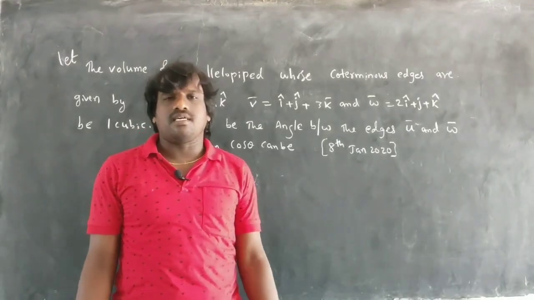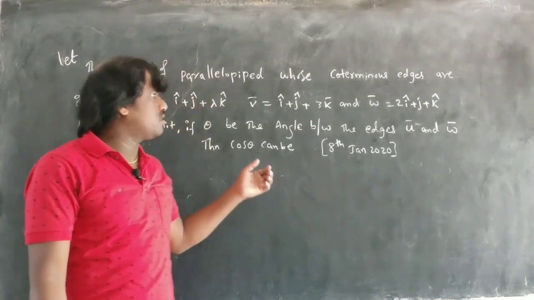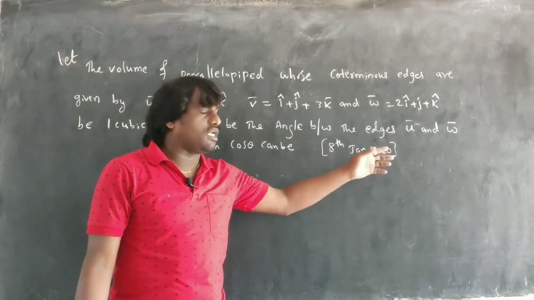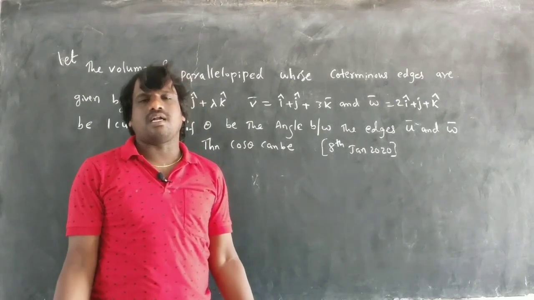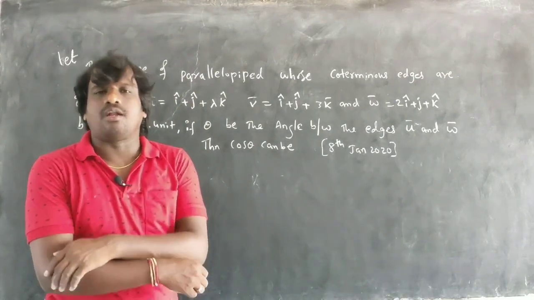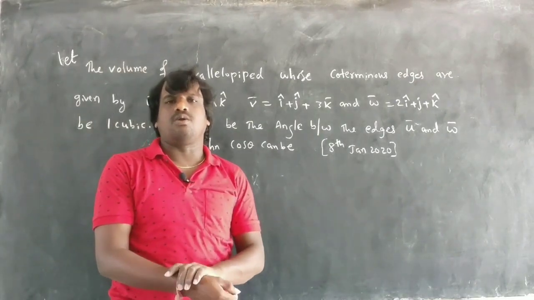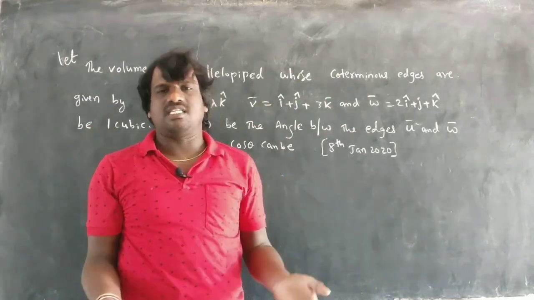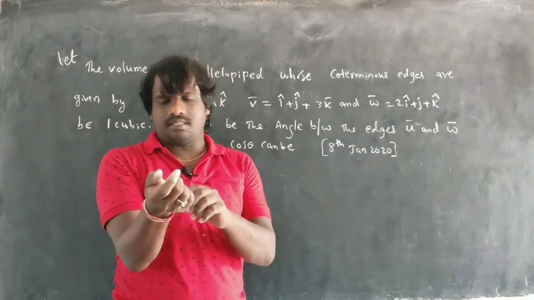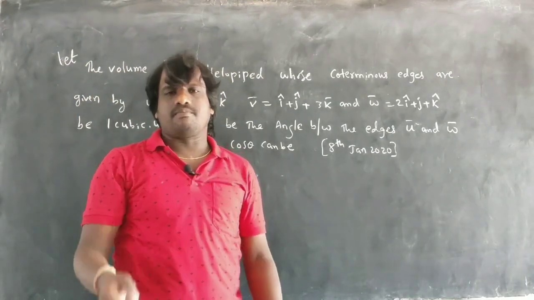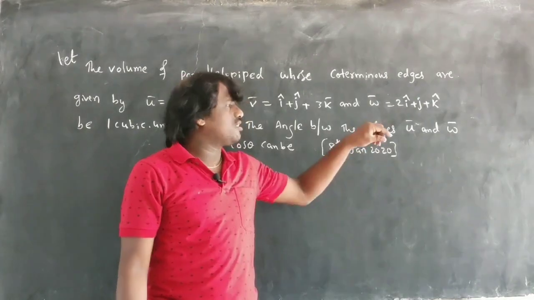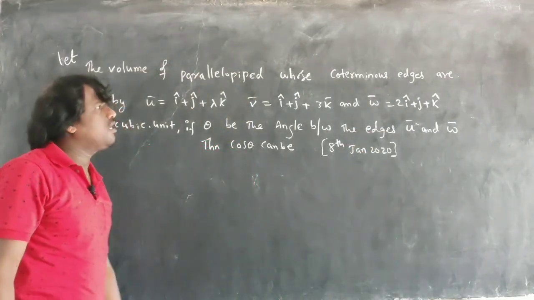So here let us see one more question on this, parallelepiped. This question was asked on 8th January 2020. Already I explained the volume of a parallelepiped, that is box ABC. Yesterday in the previous lecture I explained that, and I gave one problem also. But on 8th January 2020 they asked a question based on this. Listen, see here. What is it saying?